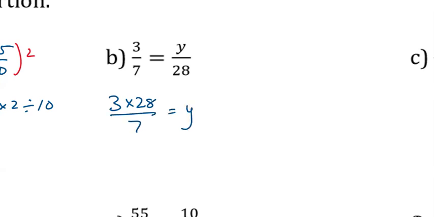Who's got this one? Ben? Did you do it? Yeah. What'd you get? Y is 12. 12. 3 times 28 divided by 7 gives you 12. Good.